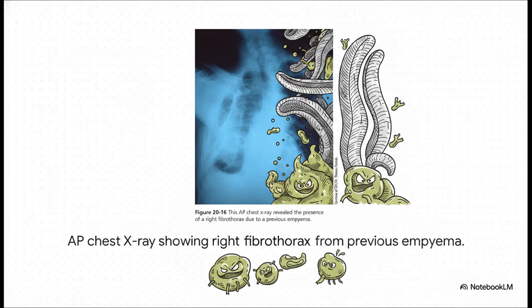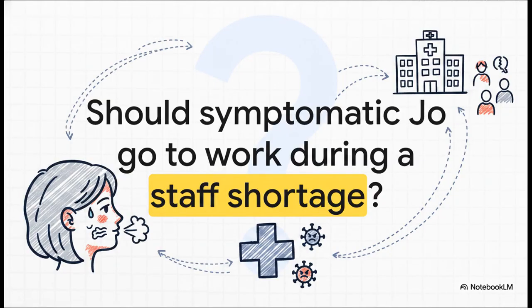Take a look at this AP chest X-ray. This reveals the devastating end-stage reality of those really aggressive pneumonias. You're looking at a fibrothorax caused by a previous empyema. Empyema is this horrible condition where thick, infected pus actually surrounds the lung inside the pleural cavity. The irritation is so intense that the body is forced to lay down rigid scar tissue, permanently restricting the lung's ability to even expand.